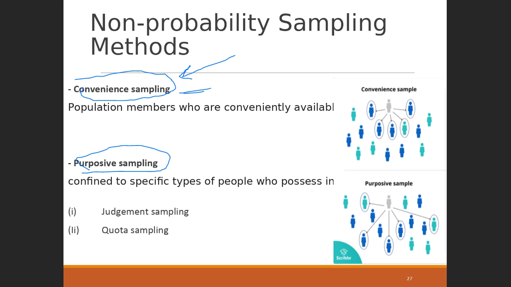Instead of obtaining information from those who are most readily or conveniently available to you, it might sometimes become necessary to obtain information from specific target groups. Sampling here is confined to specific types of people who can provide the desired information, either because they are the only ones who have it or because they conform to some criteria set by the researcher. This is called purposive sampling. So we have two types of purposive sampling: judgment sampling and quota sampling.